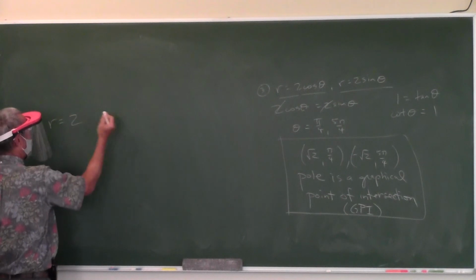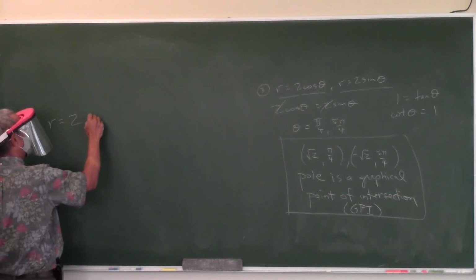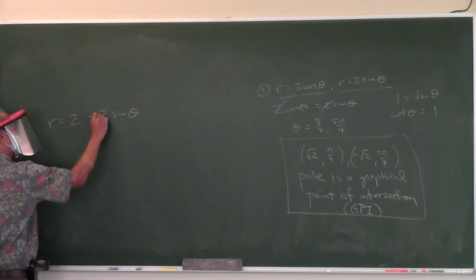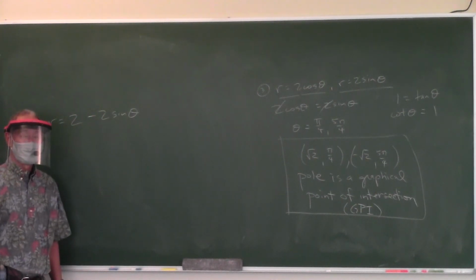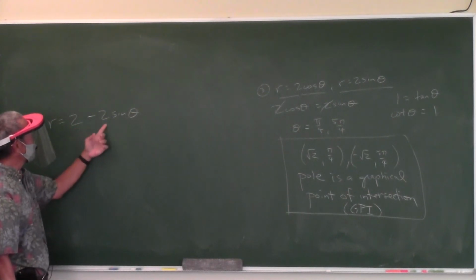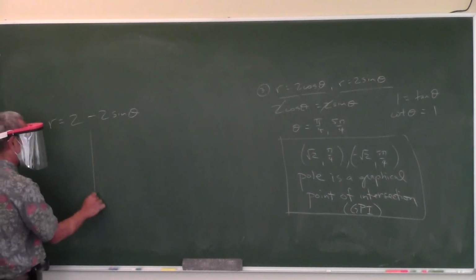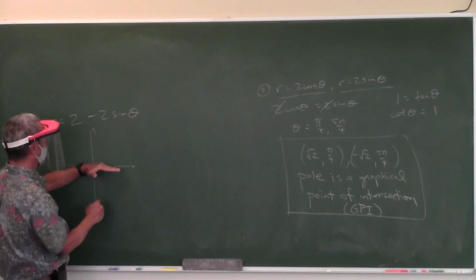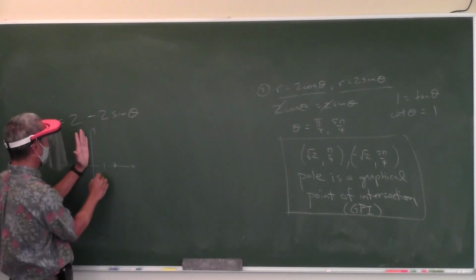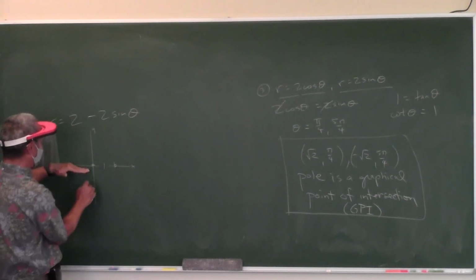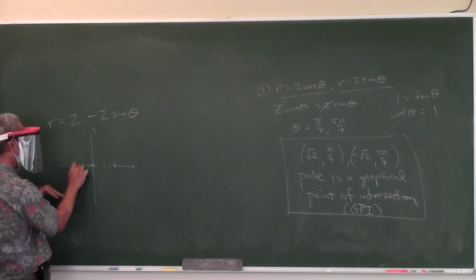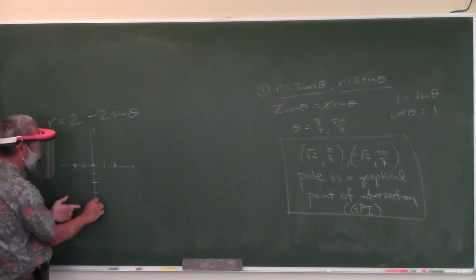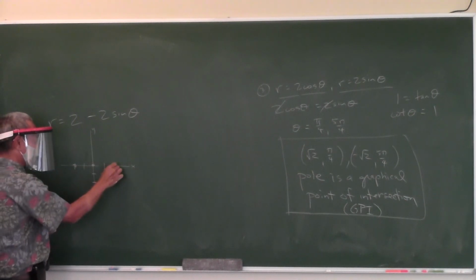Okay, what if you had this? This is good practice for the quiz. How about 2 plus 2 sine theta? Now let's make it minus. Okay, what is this graph going to be? Cardioid, because this number is the same as that. Anyway, you don't need to know that. Just plot the quadrantals. Okay, plot 0. Go. 0. 2. Pi over 2. 0. Pi. 2. 3 pi over 2. 4. And you got to go 4 in that direction now.